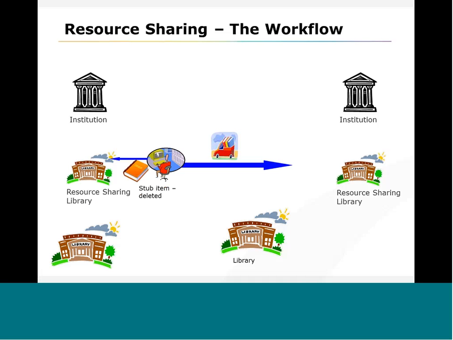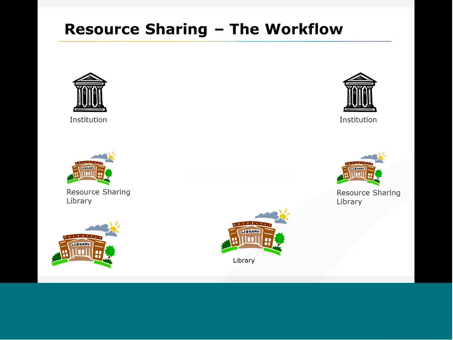And when it arrives at the resource sharing library, our operator is going to be registering the fact that the item arrived at the resource sharing library. That will trigger a deletion of this temporary item, full deletion, from the bib down to the physical item. All three levels of the physical item are now going to be deleted from the inventory, and the item is going to be shipped back to the lending resource sharing library.